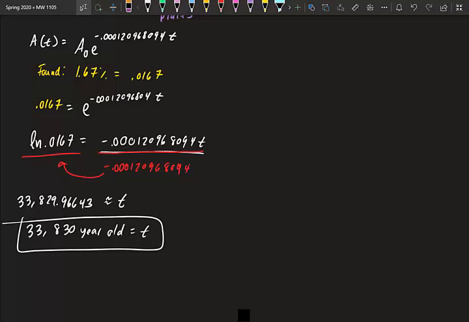A lot of scientists, biologists, if you want to be a chemical engineer, or if you want to be a doctor, stuff like that, you're going to use this chapter a lot, okay?